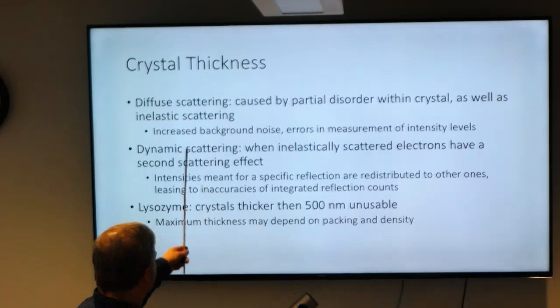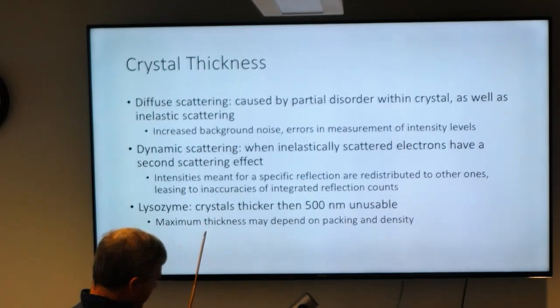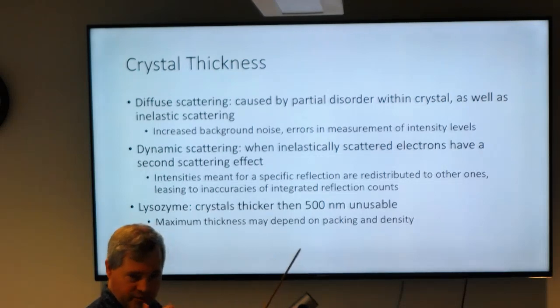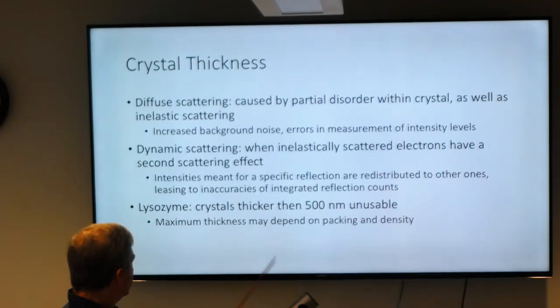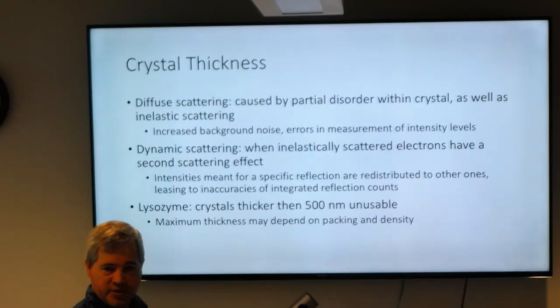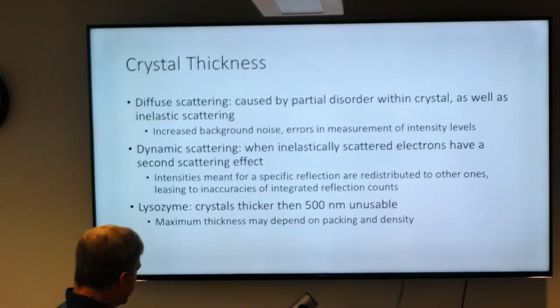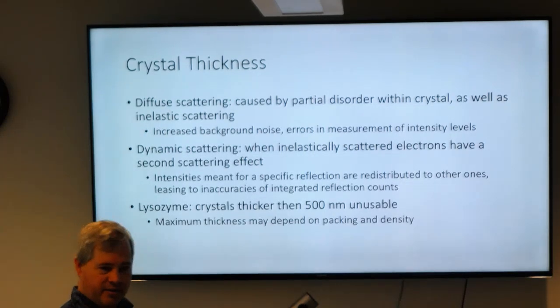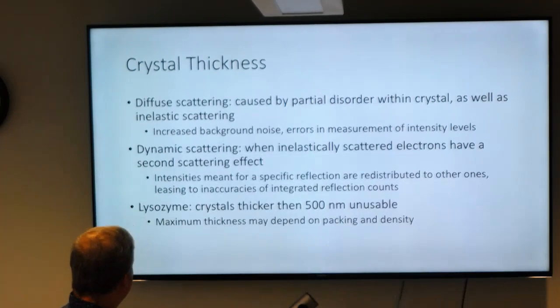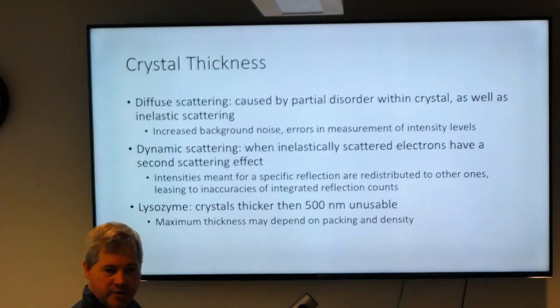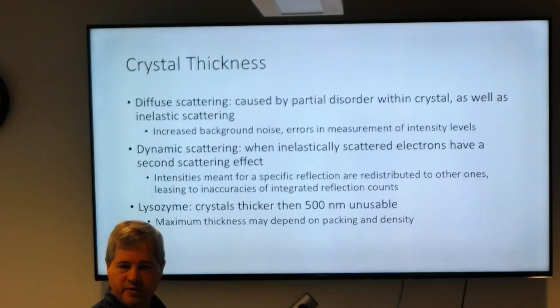Second thing is inelastic scattering. As the electrons are going through it, they could get inelastically scattered and lose energy, and that will give background, and also give an error in the intensity levels that you get. Or if you get double scattering effects, that also is not good. Ideally, the assumption is that when the beam is hitting it, you get at most one diffraction. It is reflected once and not twice, because you can't keep track of more than one. In the original paper, they found that lysozyme crystals thicker than about 500 nanometers were unusable. Ideally they're around 200 to 300 nanometers thick.